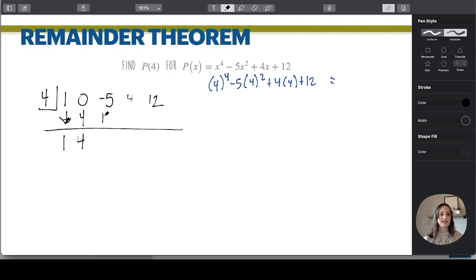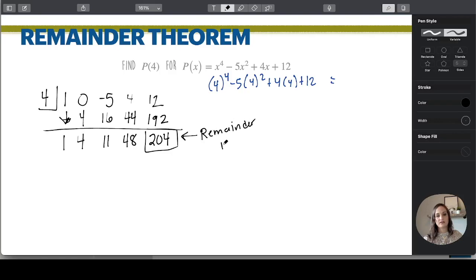4 times 4 is 16. 16 and -5 is 11. 4 times 11 is 44. 44 and 4 give me 48. 4 times 48 is 192. And then add, and I will get 204. Your remainder is your answer.